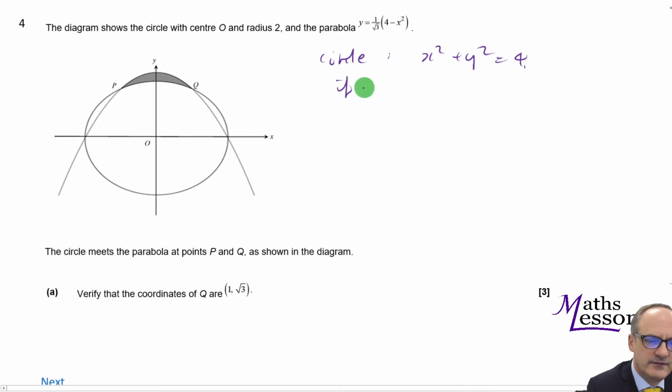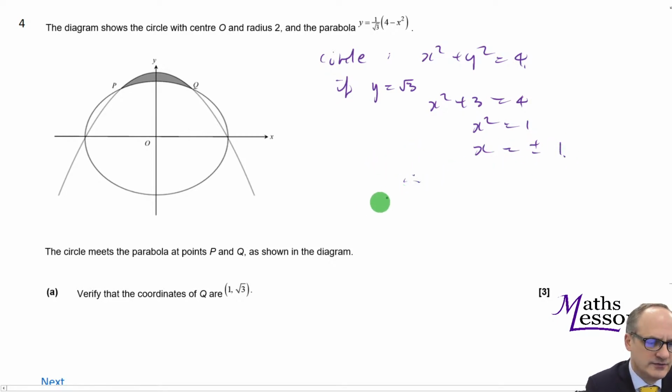So if I decide to use y is equal to root 3, then we get x squared plus 3 equals 4, so x squared equals 1, so x equals plus or minus 1. So therefore it goes through 1, root 3. That is okay for the circle. And we just need to now show that it also goes through the parabola.